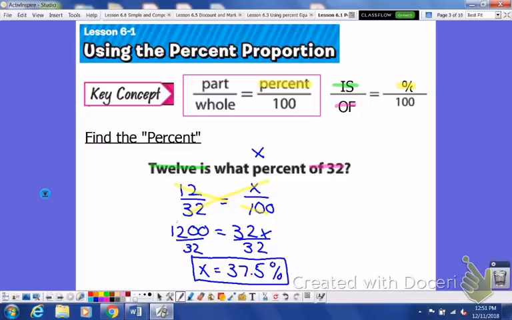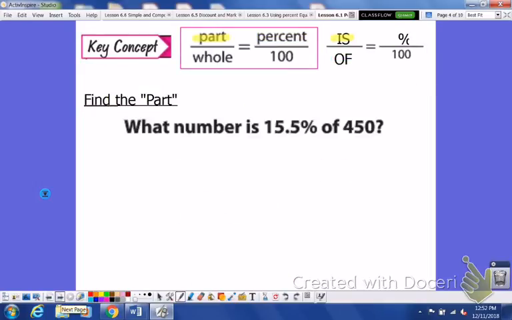If you need to write that middle step in here, go ahead and write that. I'll put that on the next problem just to remind you where those numbers are coming from. Okay, so there's an example where we're looking for the percent. Now let's look at one where we're looking for the part.